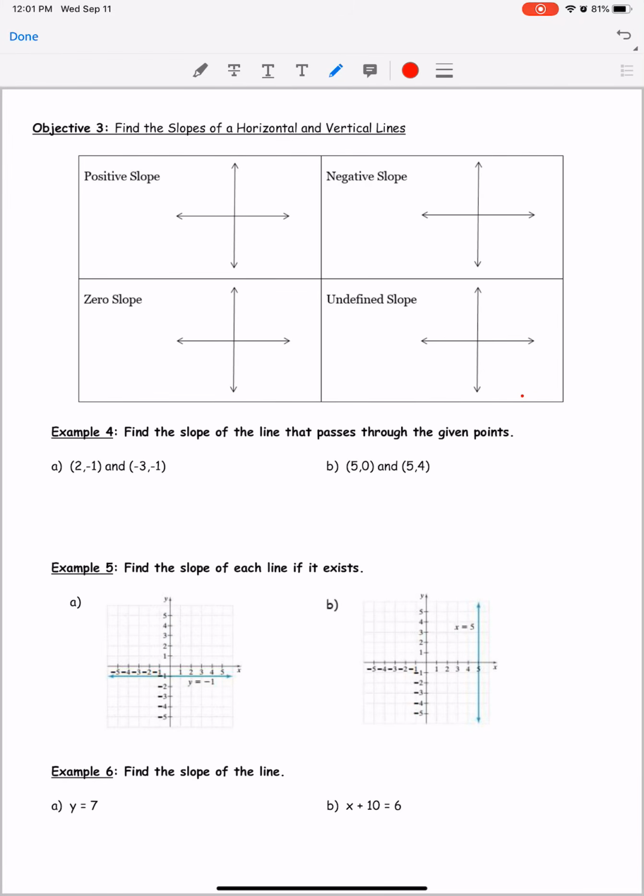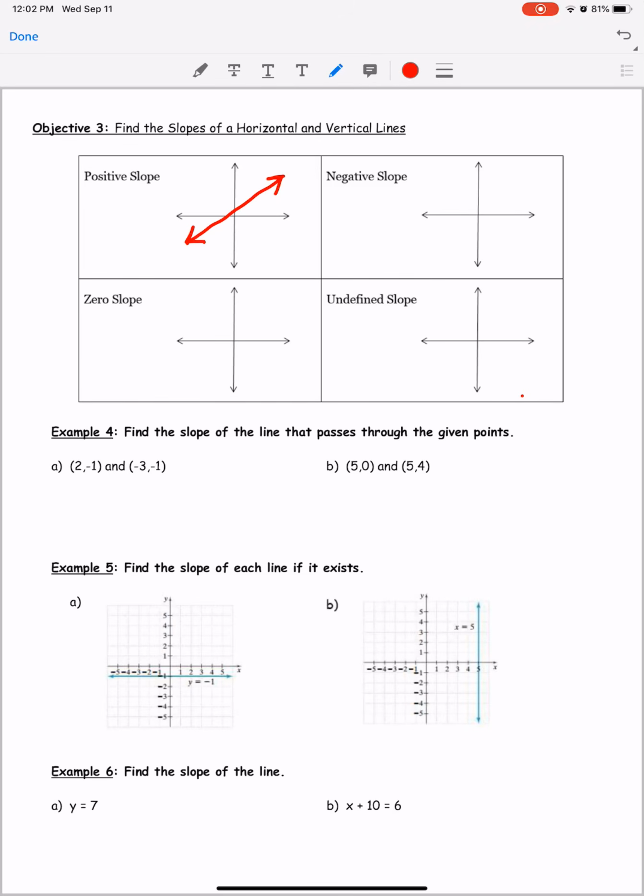So I'm sorry about that, but objective 3 is to find the slope of horizontal and vertical lines. If you were watching the last video, you saw a little bit of the positive and negative, but I'm just going to go back through it as if I haven't already. So your positive slope goes up in an upward direction. When I say up, I mean as you read and write from the left to the right, you're moving this way. From left to right, you are going in an upward direction here.